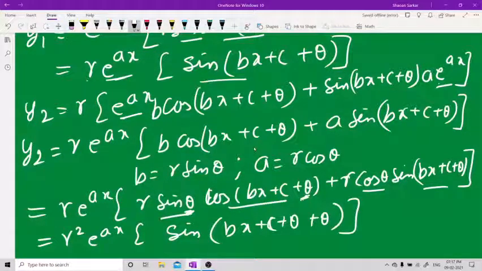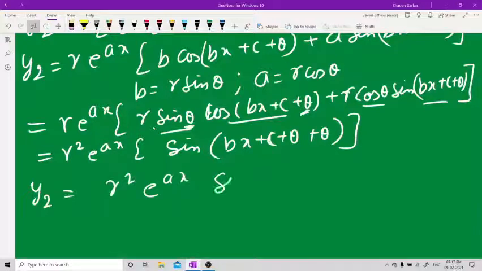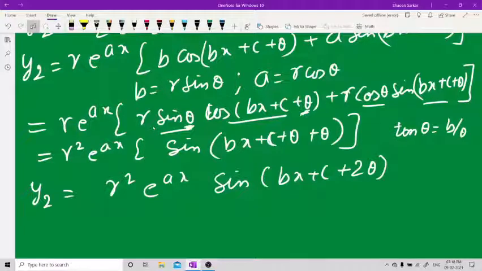So y2 is equal to r square e to the power of ax sin bx plus c plus 2 theta. Of course tan theta is b by a, therefore theta is equal to tan inverse b by a.